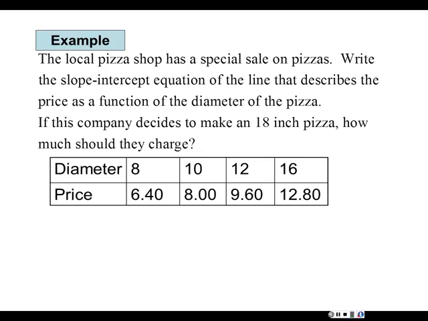So now let's do p minus y1. Which point do you want to pick? Let's pick the second one, because in the second point both of the numbers are whole numbers, like 10 and 8. You don't have to, but let's make it simple. So p minus 8, right, equals m, which is 0.8, times d minus 10.